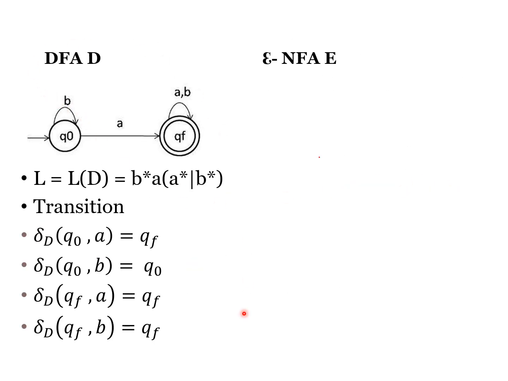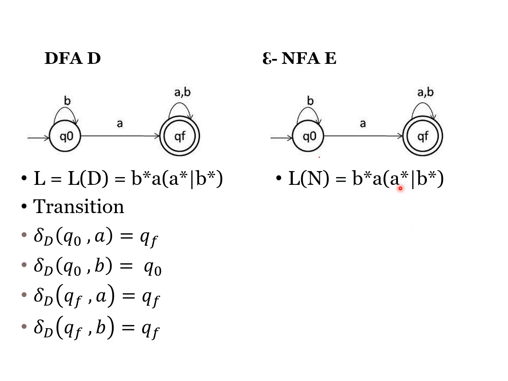So we'll go with an example. This is the given DFA, and we want to find the equivalent epsilon NFA E. So the language is the same. The DFA accepts b star a star or b star, and the epsilon NFA also accepts the same language. The difference lies only in the transitions.